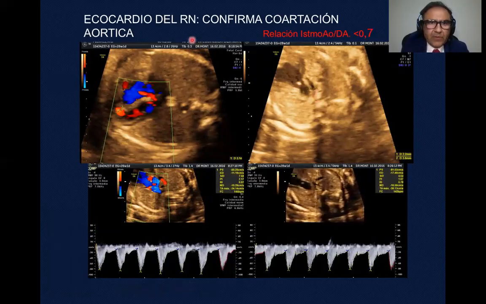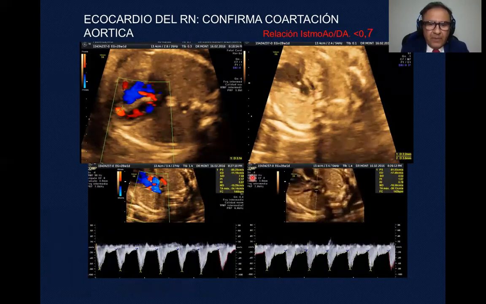So when this patient was born, it was confirmed that she had an aortic coarctation and she underwent surgery at a private facility in Santiago.